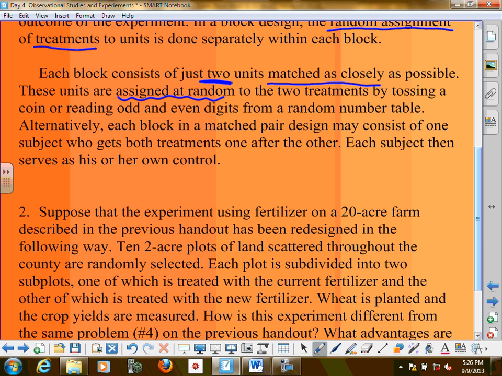Once you pair them up, then you toss a coin, or you put them both in a bag and pull one out. The first one pulled out goes to whatever. You alternate. You make it so that one of the items in the pair gets one treatment and the other one gets the other. So each block. Okay, another way that you could do this.